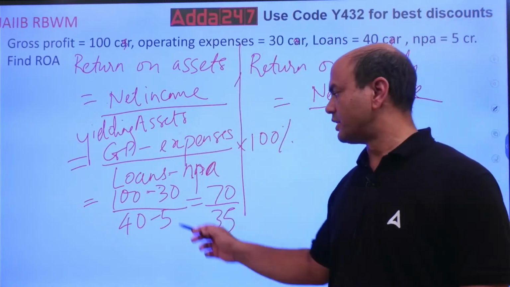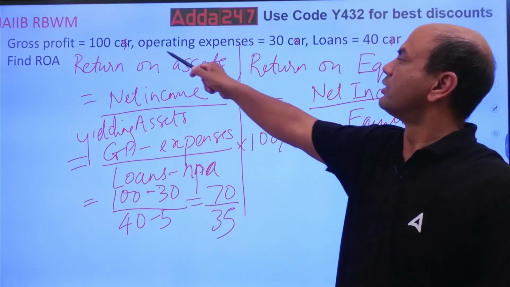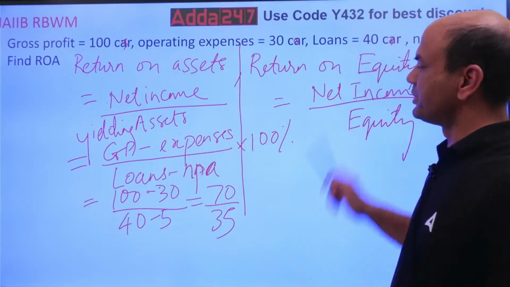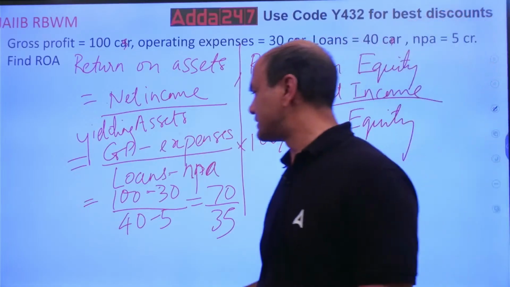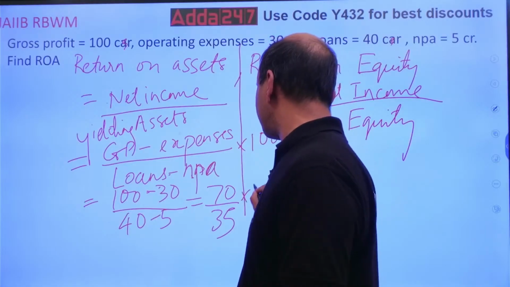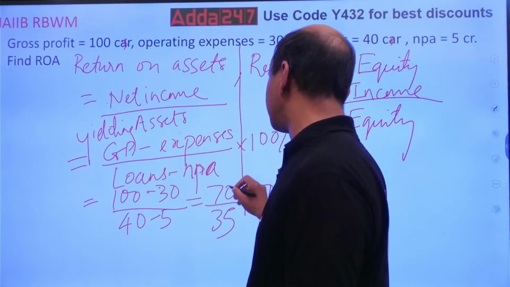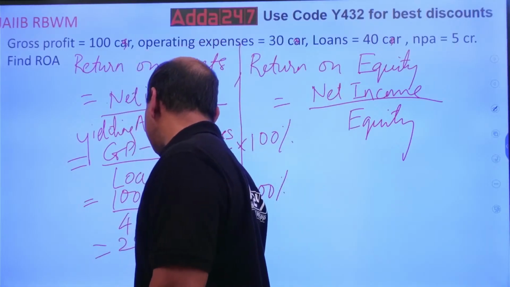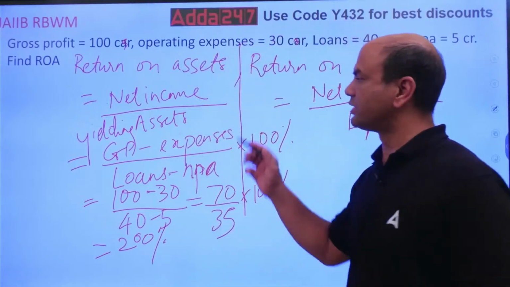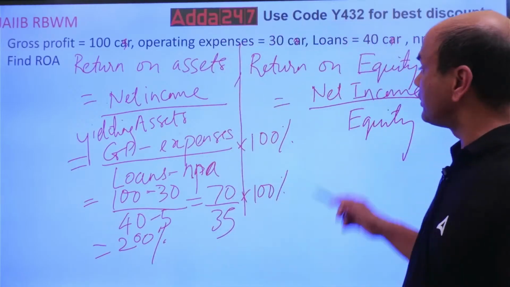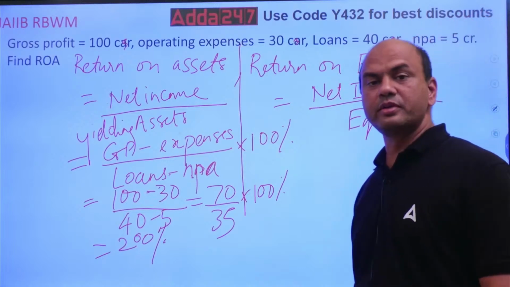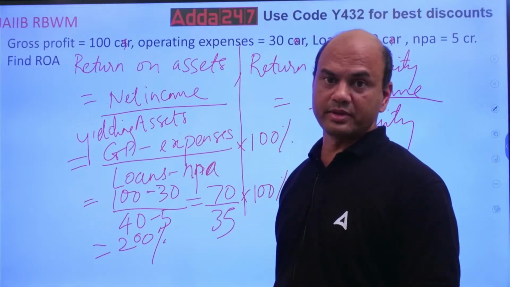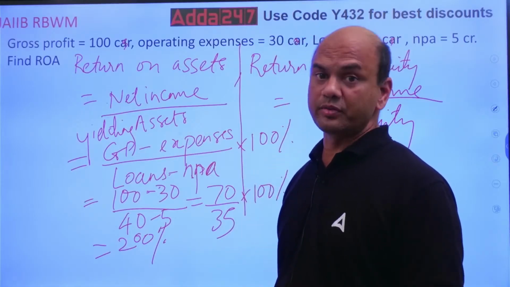See this. 100 minus 30, gross minus operating, upon loans, loans minus NPA. So the answer is 2 into 100, so it is 200%. This is known as your ROI. If they want ROE, they'll have to give you equity, shareholders equity. Shareholders equity is to be given. Okay. So then you can find out ROE.